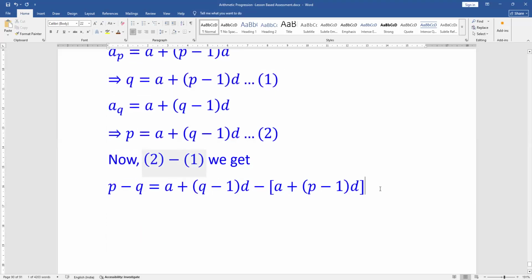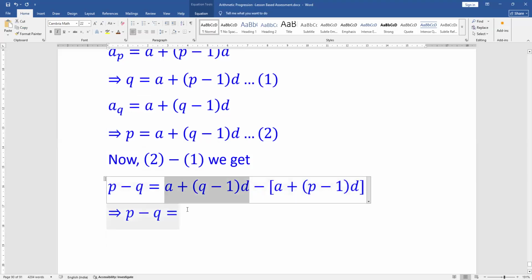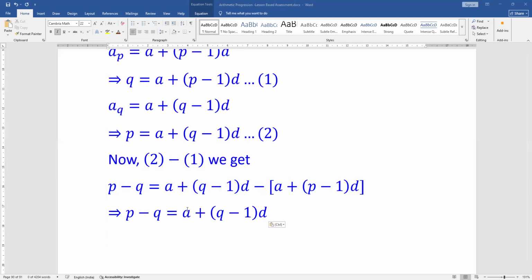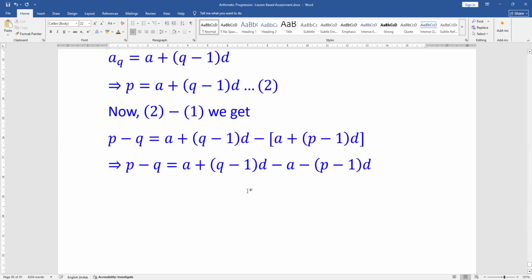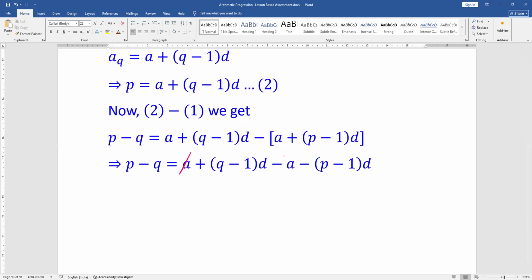Do the subtraction. In my next step, see here, P minus Q equals, no changes here, I just write it as it is. Then open the bracket, and we get minus A minus (P minus 1) into T. Now you must note one thing: this A and this A get cancelled. The A and A cancel out.